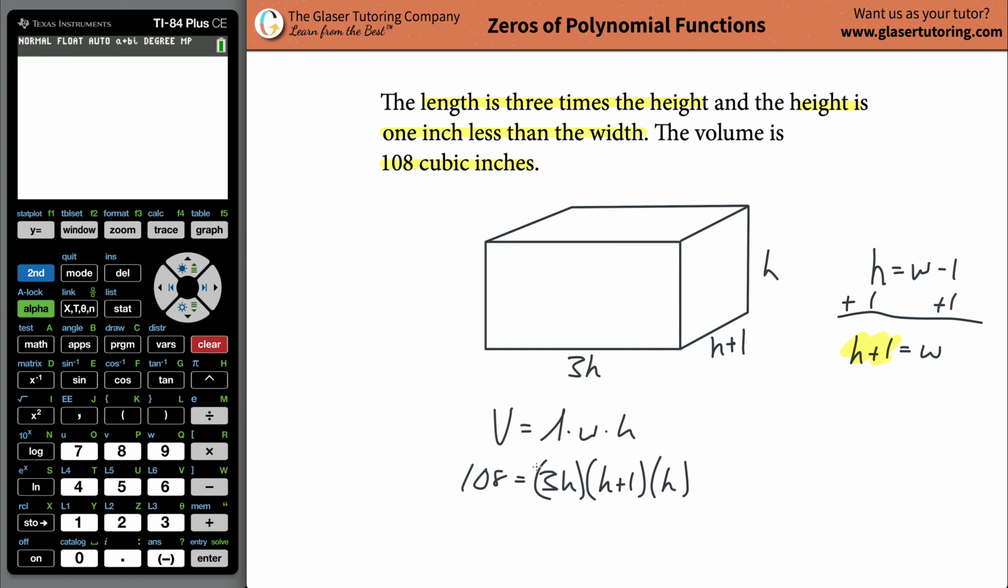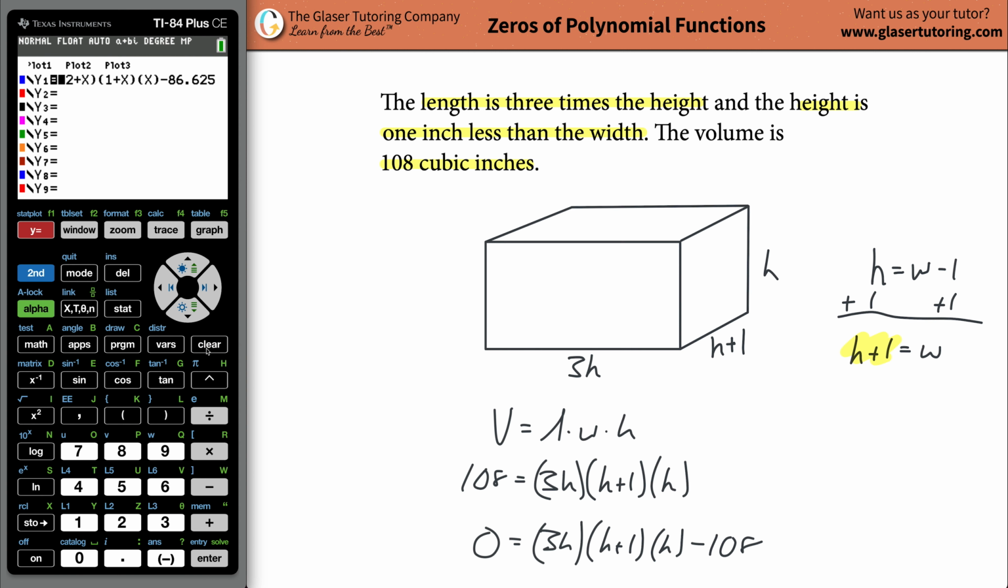But for purposes of this video, what I'm going to do is show you quickly how to solve this using the calculator. So what you're going to do is set this equal to 0. So you're going to subtract the 108 on over to the left side. So what you're going to get is 0 is going to be equal to 3h times h plus 1 times h minus 108. Now what you're going to do is take this, not the 0 part, but you're going to just graph it.